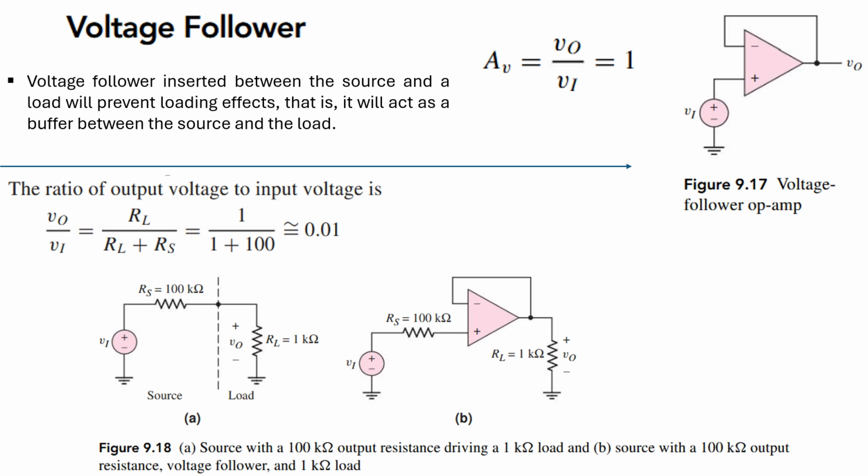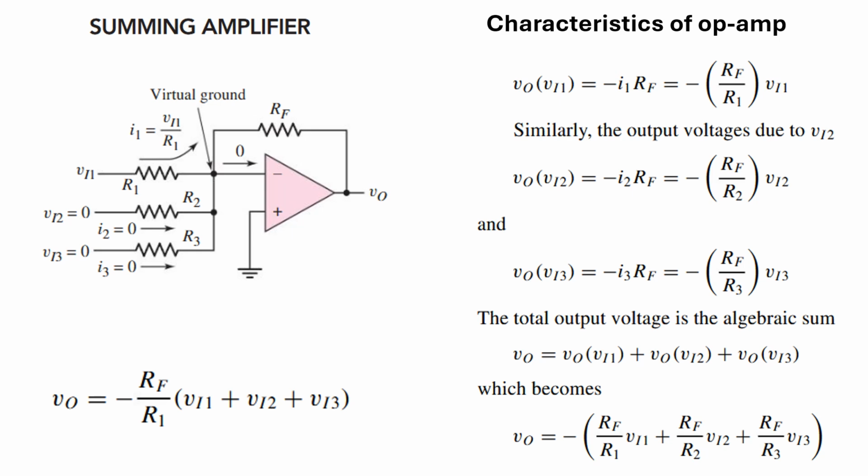So you can check it here, if you are having the load, then the V out will be reduced and the gain will be 0.01. So in order to remove this effect, we are using a voltage follower having the gain equal to 1 only.